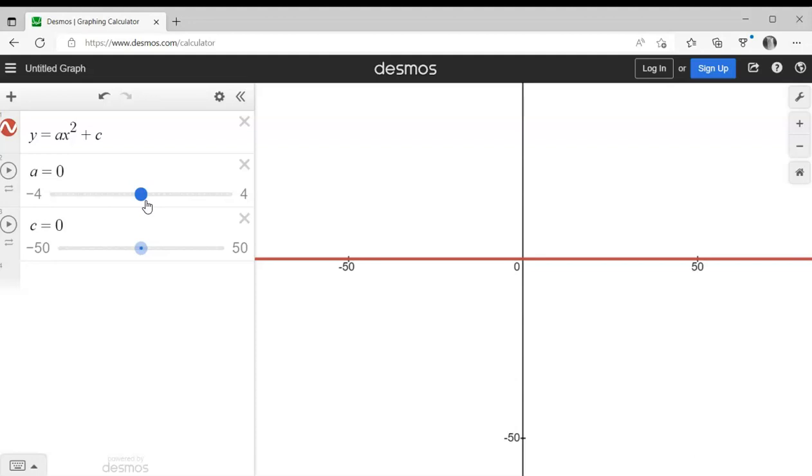That's why we exclude a equals 0. It's not a parabola. It's not a quadratic equation. But for negative values of a, it's opening downwards, and as I make it more and more negative, the parabola is also getting narrower. So here's from a equals negative 4 to a equals positive 4.